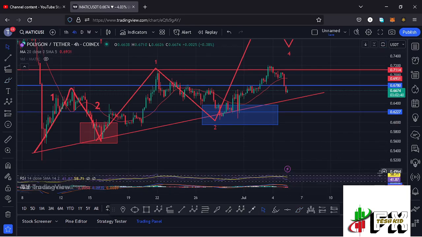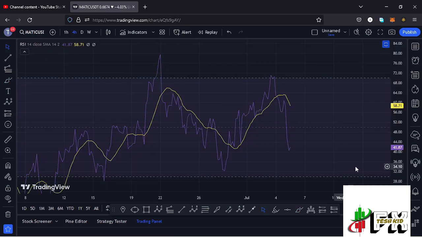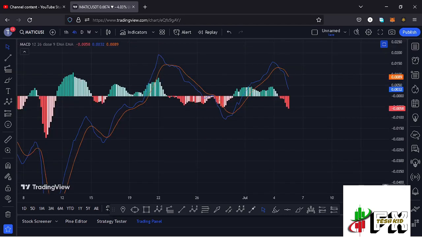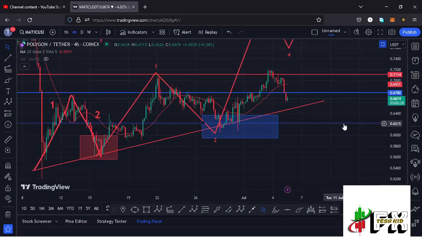Also taking a look at the indicators, on the RSI we are trading at around the 41 mark. Also taking a look at the MACD, we have been able to print a bearish cross, suggesting further breakdown. So let's be patient and see how that plays out, and I will be keeping you updated.